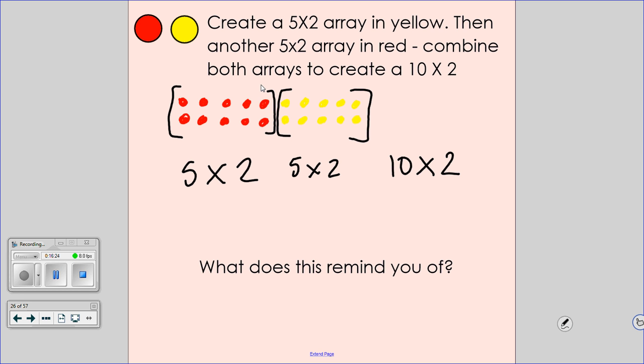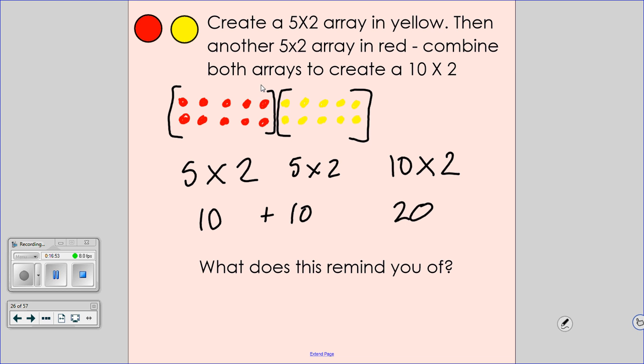What's the product of my 5 by 2? Santiago? 10. What's the product of my other 5 by 2? Javier? 10. Still 10. What's my product of 10 by 2? Sabrina? 20. Weird. Weird. What does that remind you of?